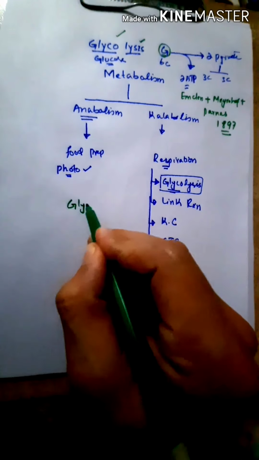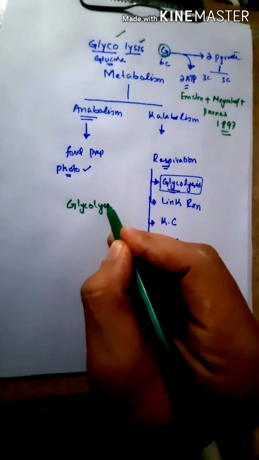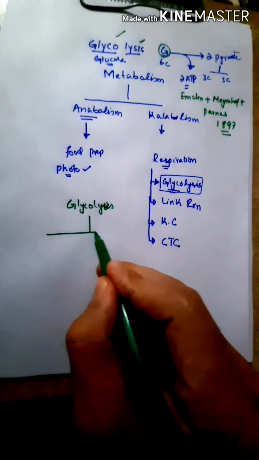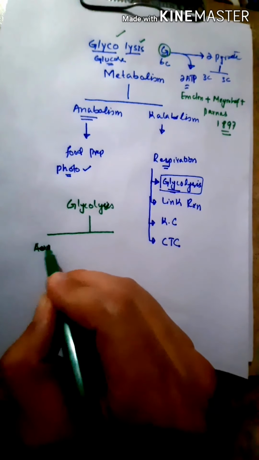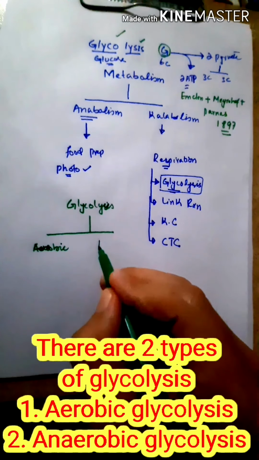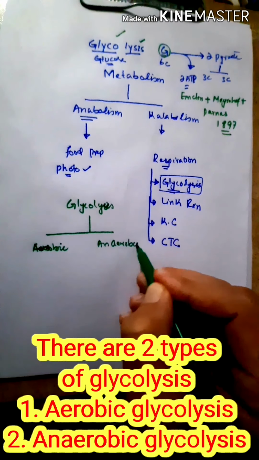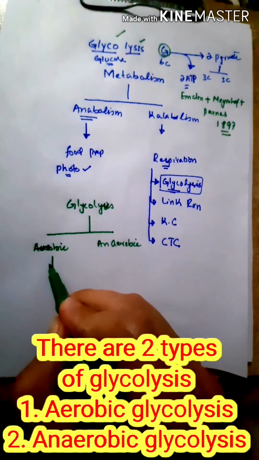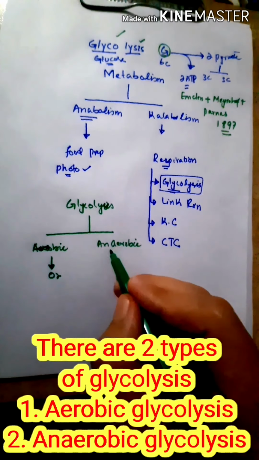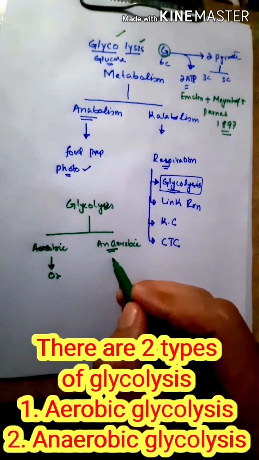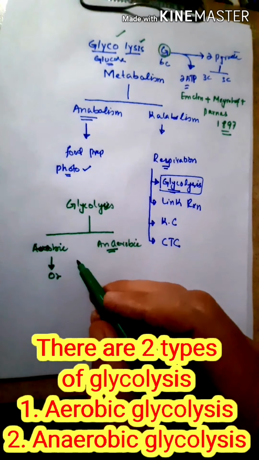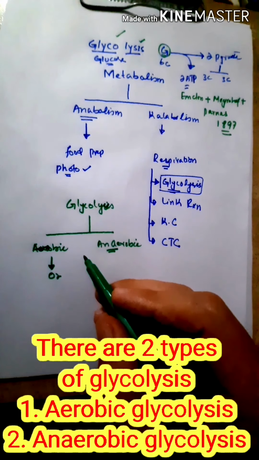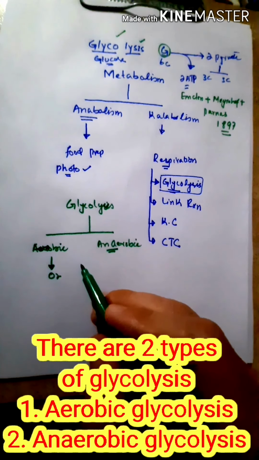On the basis of the availability of oxygen, glycolysis is divided into 2 types: aerobic glycolysis and anaerobic glycolysis. Aerobic glycolysis occurs in the presence of oxygen. Anaerobic glycolysis does not need any oxygen. Both are the same in all aspects, such as enzymes, their products, and the energy released. But a few differences are present, which I'm going to discuss.